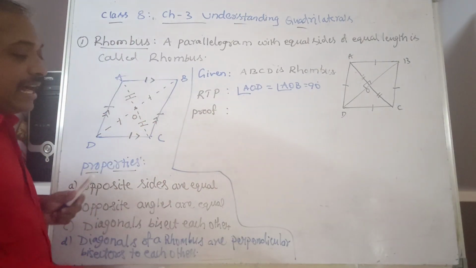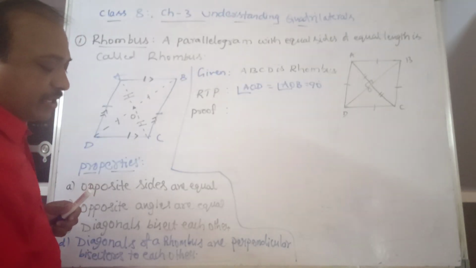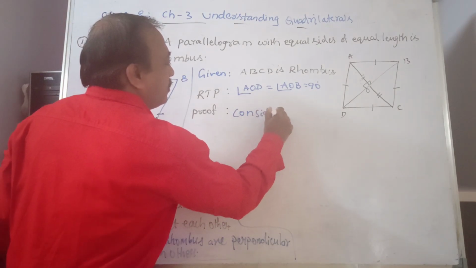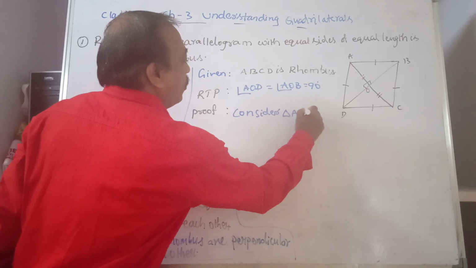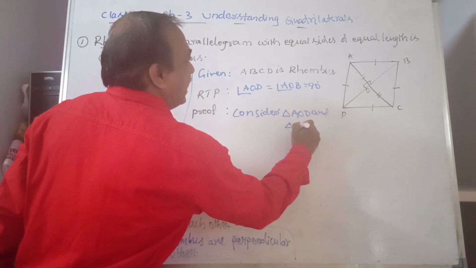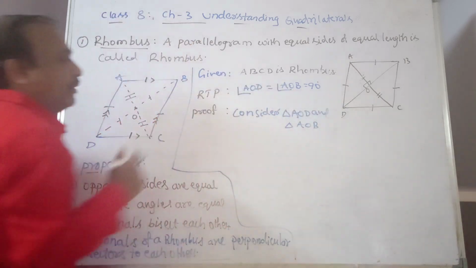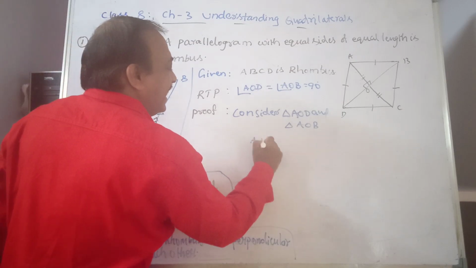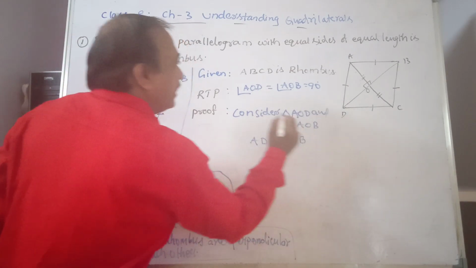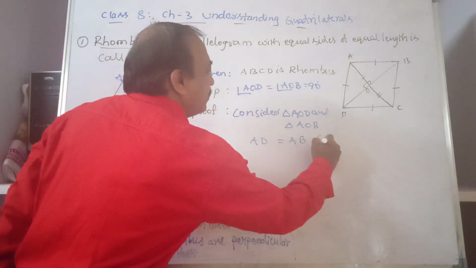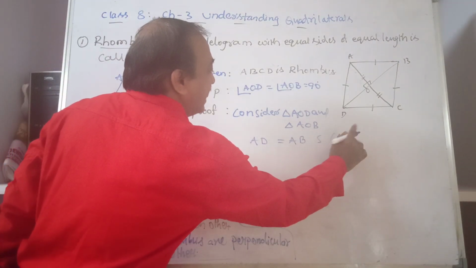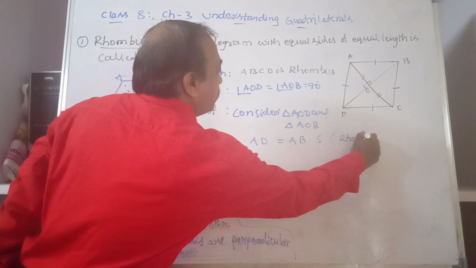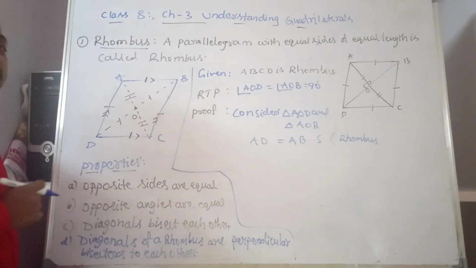As we know, diagonals are bisecting each other. Consider triangle AOD and triangle AOB. Observe it, AOD and AOB. In that, side AD is equal to AB. This is a side, because in a rhombus, all sides are equal.